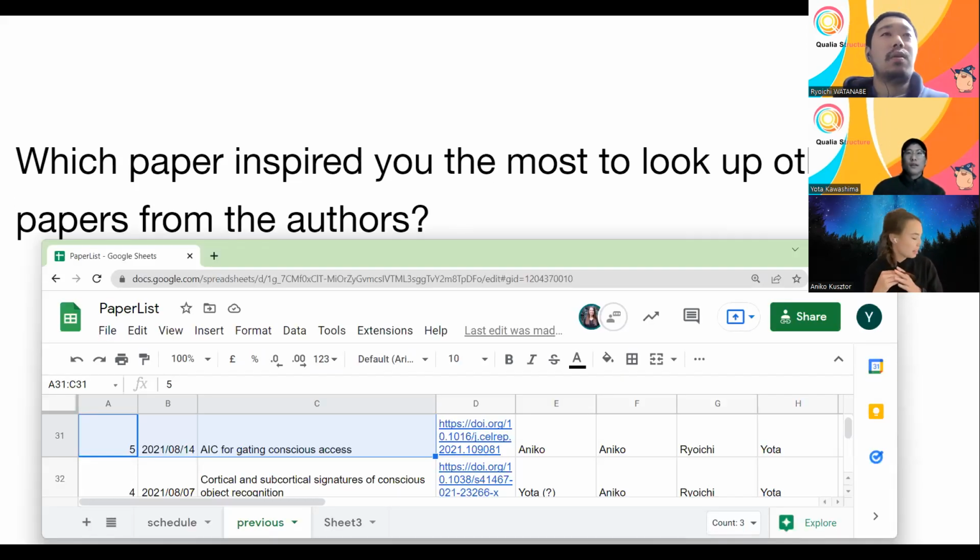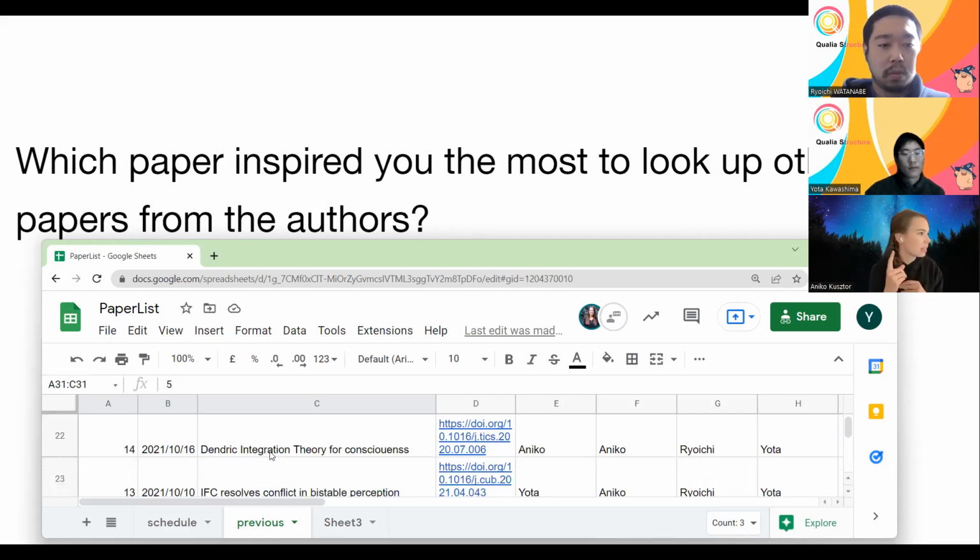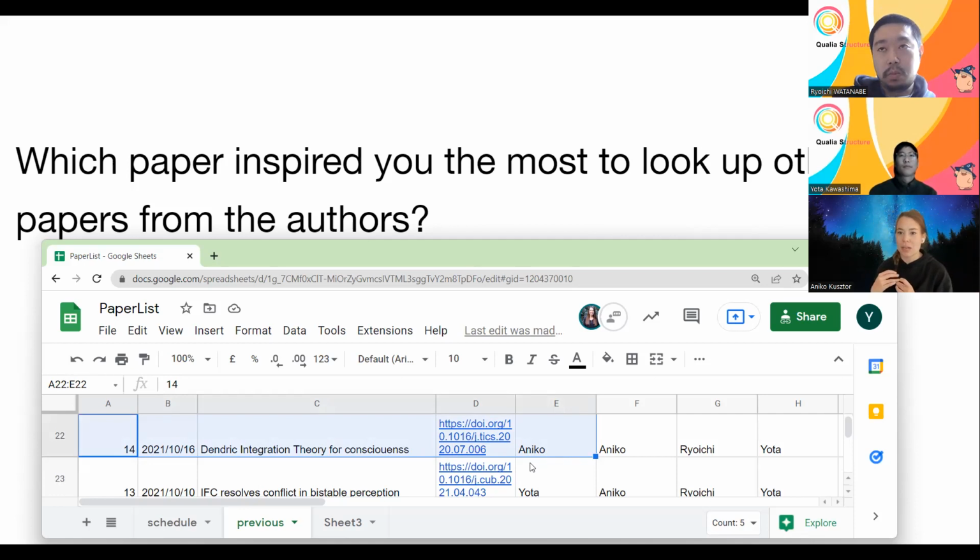Yeah, so I think it was difficult because I had a few papers, for example the Weilhammer paper and the Warwick Rosenboom paper as well. But I think the one that made me really think, okay, now I need to search Google Scholar, is the Jan Aru et al. paper on the dendritic information theory, the cellular mechanism of conscious processing. Episode 14.